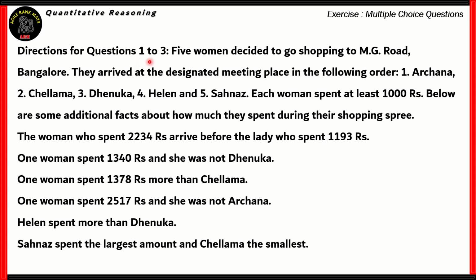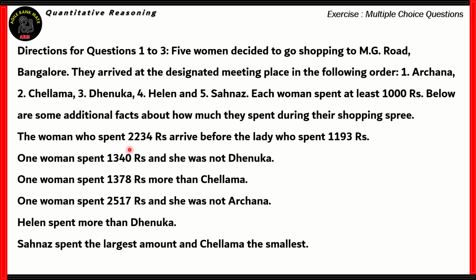So we have three questions for today. The directions are as follows. 5 women decided to go shopping to MG Road, Bangalore. They arrived at the designated meeting place in the following order: Archana, Chelamma, Dhenuka, Helen, and Sahnaz. Each woman spent at least 1,000 rupees. Below are some additional facts about how much they spent during their shopping spree.